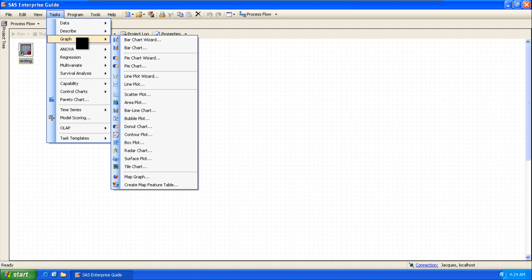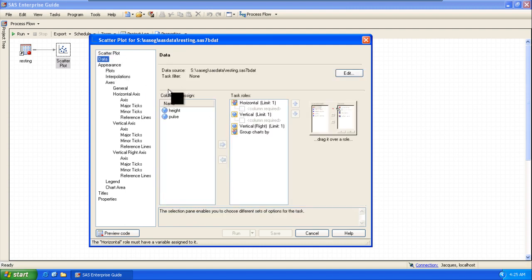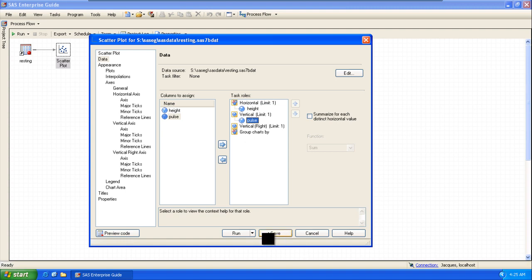Graph, task, graph, scatter plot. Take two-dimensional scatter plot, and for the data, take the height to horizontal and pulse to vertical, and then run.